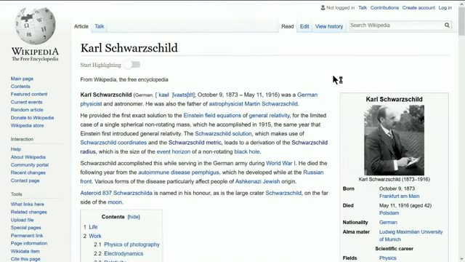And as the Wikipedia entry says, he was a German physicist and astronomer, and he provided the first exact solution to the Einstein field equations of general relativity for the limited case of a single spherical non-rotating mass, which he accomplished in 1915, the same year that Einstein first introduced general relativity. The Schwarzschild solutions, which make use of Schwarzschild coordinates and the Schwarzschild metric, lead to a derivation of the Schwarzschild radius, which is the size of the event horizon of a non-rotating black hole.